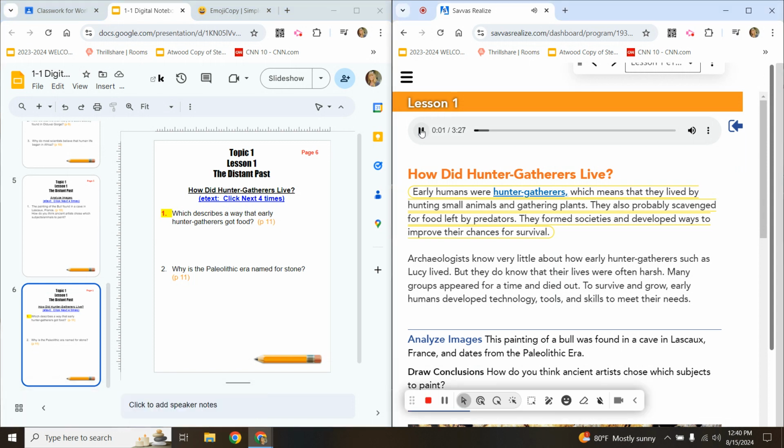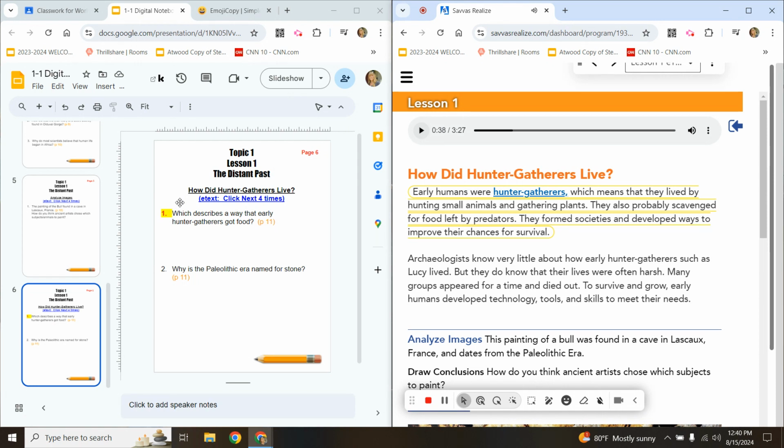How did hunter-gatherers live? Early humans were hunter-gatherers, which means that they lived by hunting small animals and gathering plants. They also probably scavenged for food left by predators. They formed societies and developed ways to improve their chances for survival. Archaeologists know very little about how early hunter-gatherers, such as Lucy, lived, but they do know that their lives were often harsh. Many groups appeared for a time and died out. To survive and grow, early humans developed technology, tools, and skills to meet their needs.